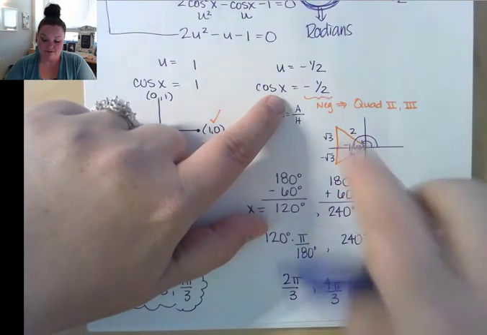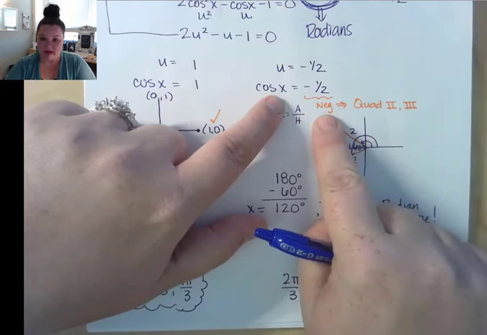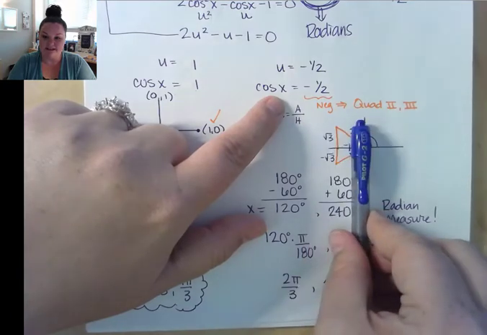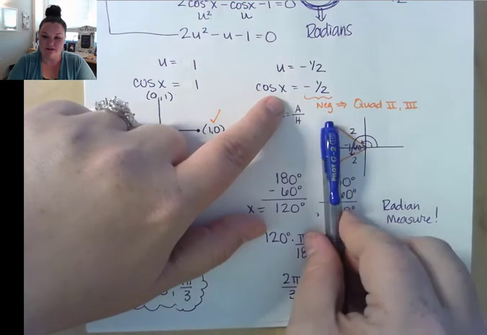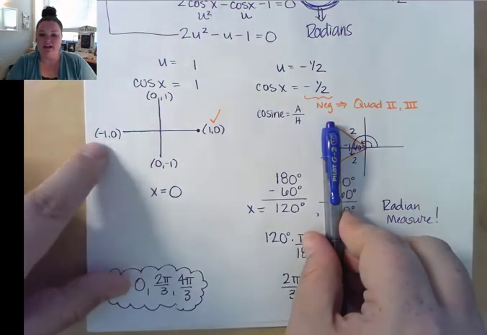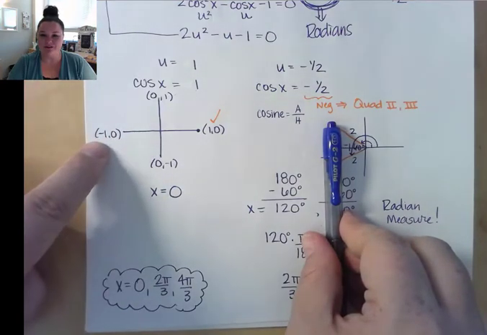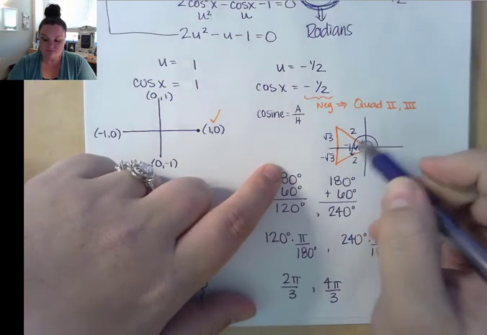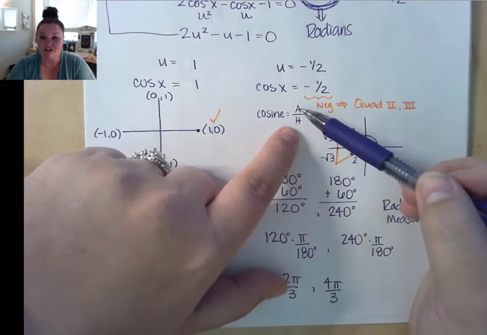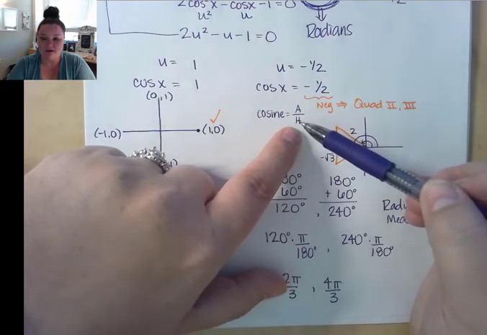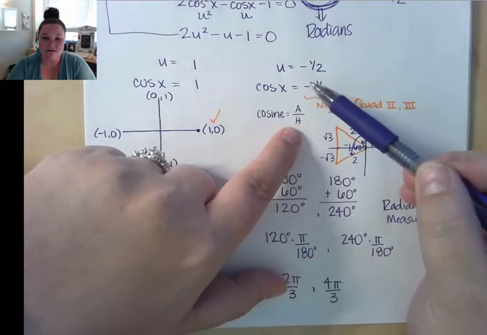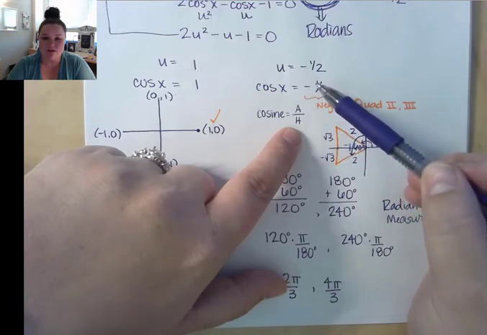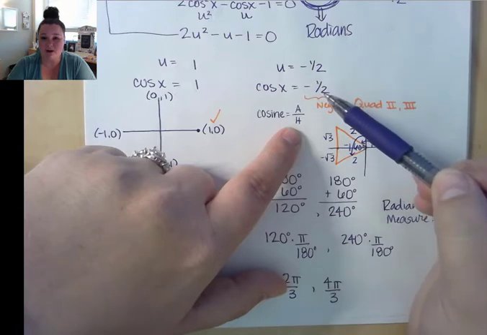-1/2. So if it's a negative cosine value, I know it has to fall within quadrant 2 or 3, right? Because on this side of the y-axis is where we get negative cosine values. And it's not -1. So it's not going to be a quadrantal angle. So I'm going to go ahead and draw my reference triangles. And remember, cosine is adjacent over hypotenuse. So even though this is a negative, I know that my hypotenuse is always positive, which means the negative has to go with the 1 so that the 2 is my positive hypotenuse.